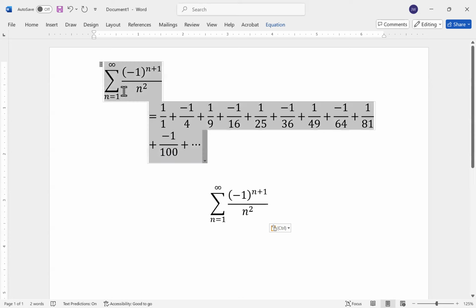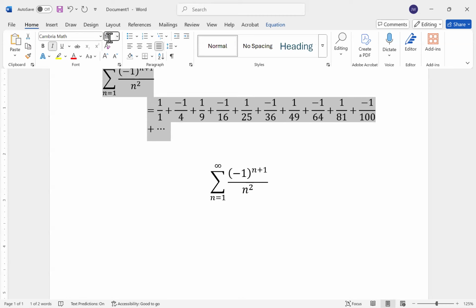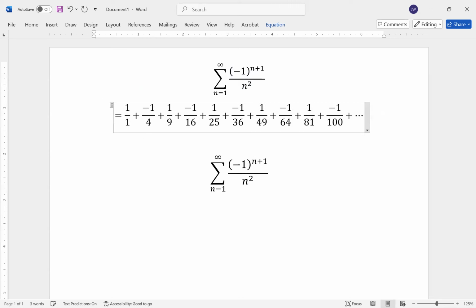Let me make this a little bit smaller just for the sake of writing it on a single line. Nope, that's not going to work. Well, then I'm going to make it this way. There we go. So the expansion of that series looks like this.